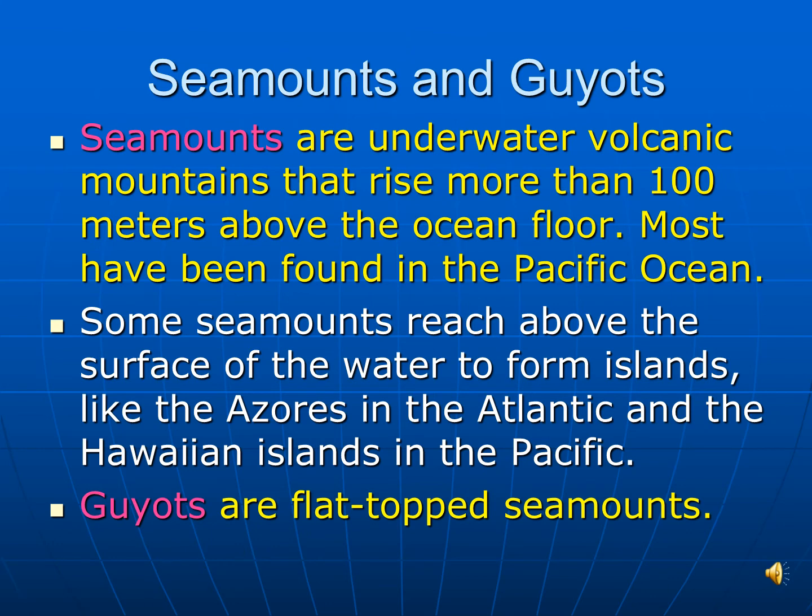So we also have seamounts, which are underwater volcanic mountains. Okay, most of those in the Pacific Ocean. Guyots are the flat top seamounts.